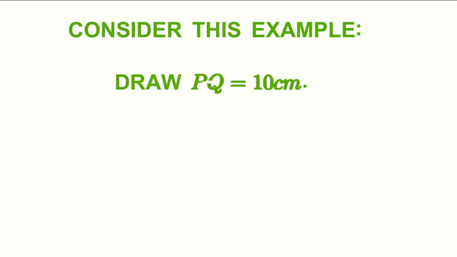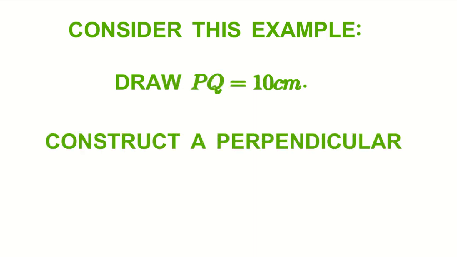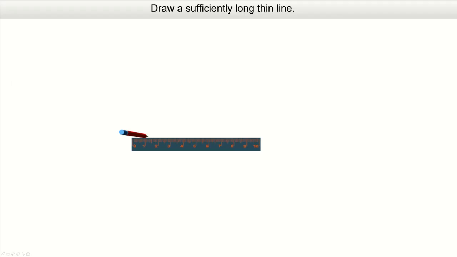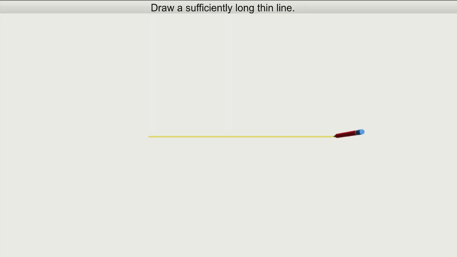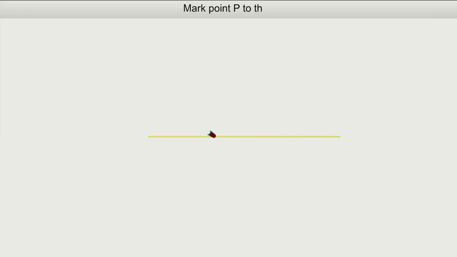Consider this example. Draw PQ equals 10 centimeters and then construct a perpendicular to PQ at P. Shall we start the construction? Here we are. Draw a sufficiently long thin line, then mark a point P to the left on this line.